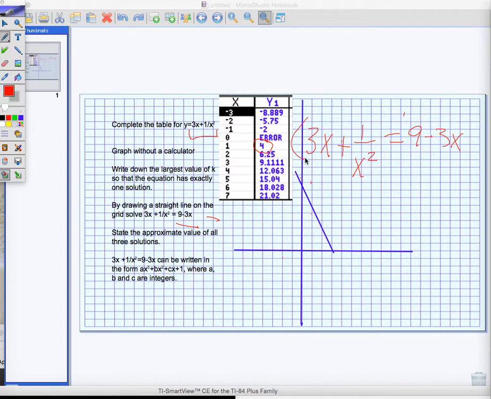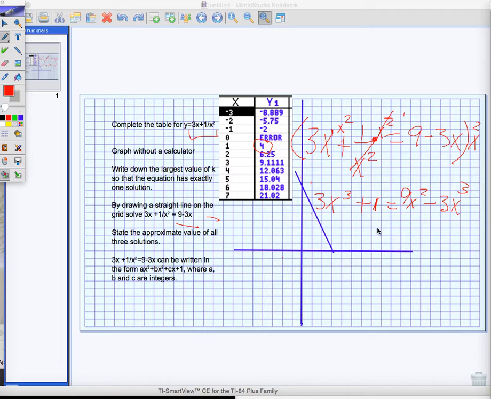So what we can do is multiply the entire equation by x squared. So 3x times x squared is 3x cubed. X squared times 1 over x squared is just 1. Because when we multiply this by x squared, we have an x to the power of 1 times x to the power of 2, which is x cubed. But when I multiply this term by x squared, my x squared is actually reduced to 1, so I just have a 1 here. And then we have 9 times x squared minus x squared times 3x, so minus 3x cubed.